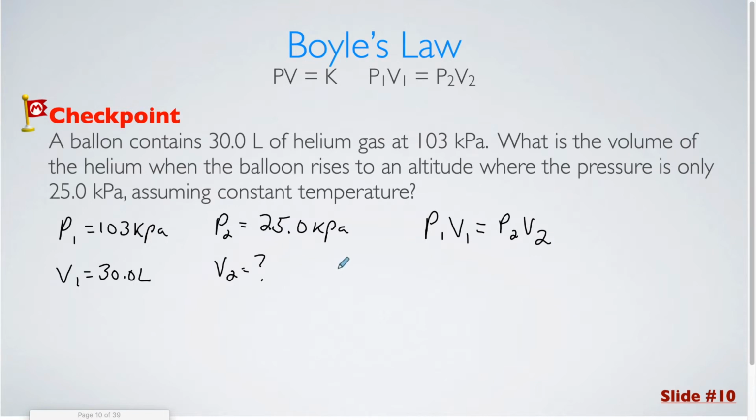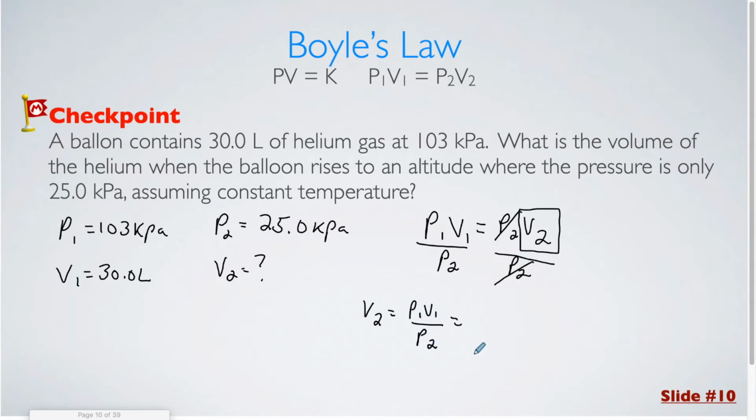Next, you must identify which of the variables you are trying to solve. Here, I want to isolate V2. I want this letter by itself. So you need to show the manipulation of this equation to get that letter by itself. Here, that means dividing both sides by P2. I now have a new version of this equation. V2 is equal to P1 V1 over P2.